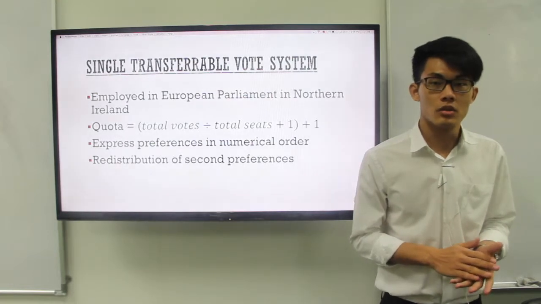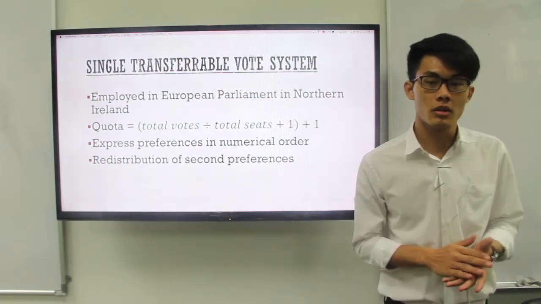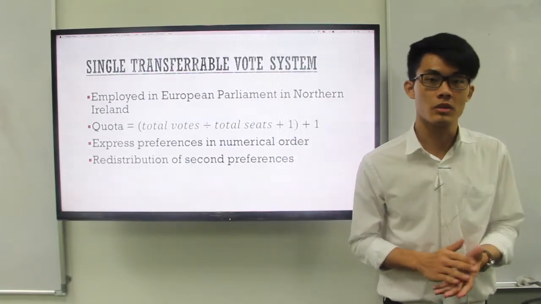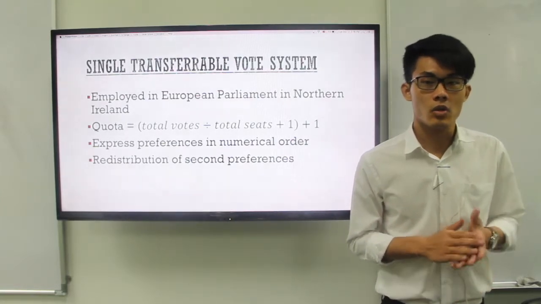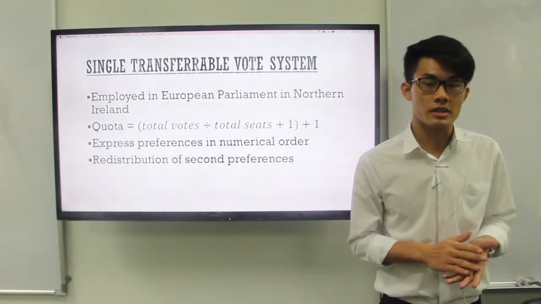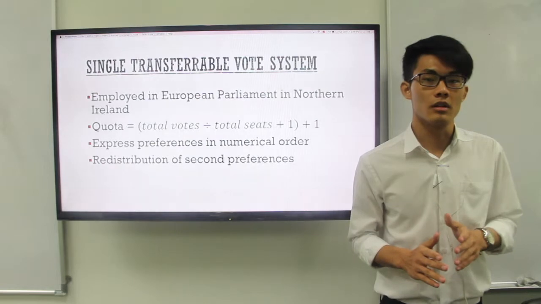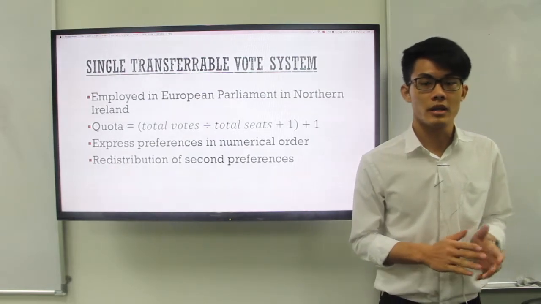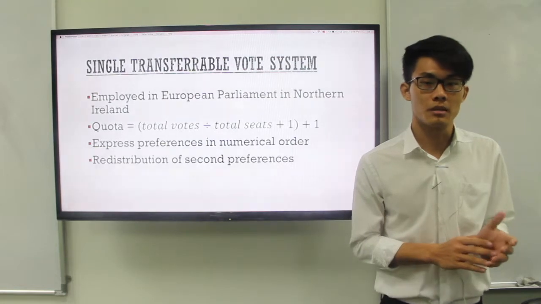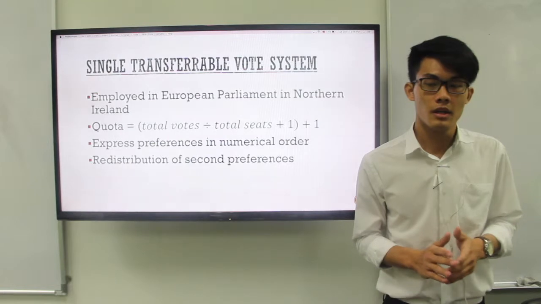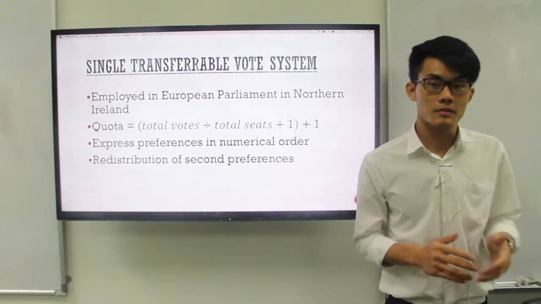Successful candidates are those reaching the quota, and those who, on a redistribution of second, third and more remote preferences, reach the quota. If fewer than the required number of candidates reach the quota figure, then redistribution of second preferences will take place until the required number of elected members is reached. If, on the other hand, the required number of elected members is not achieved by the redistribution of second preferences, then a third stage comes into play.